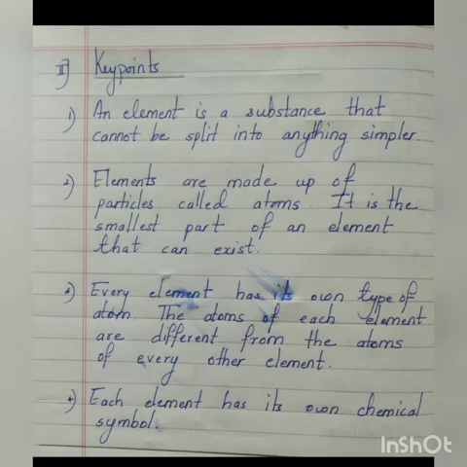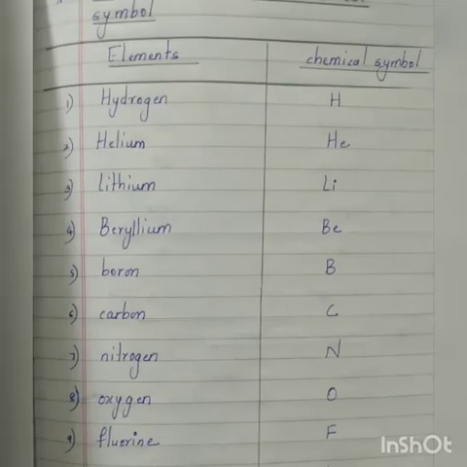Now we will see what chemical symbols are. Elements and their chemical symbols. Not all the elements are given here, only a few of the elements and their chemical symbols. How to write a chemical symbol? Symbols will include the first letter and either the second or third letter. The first letter will always be capital and the second letter will always be small.